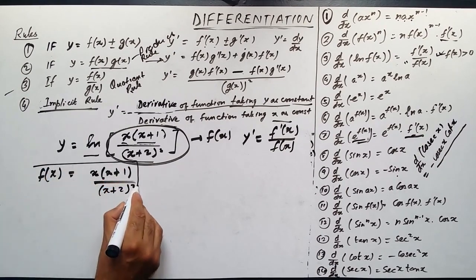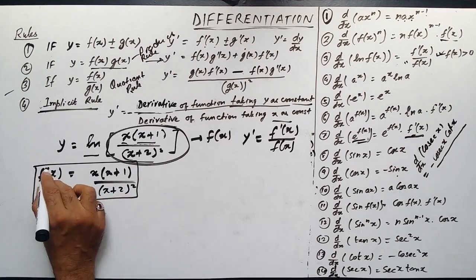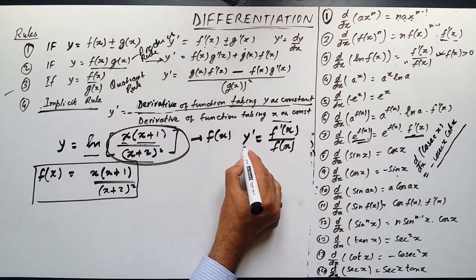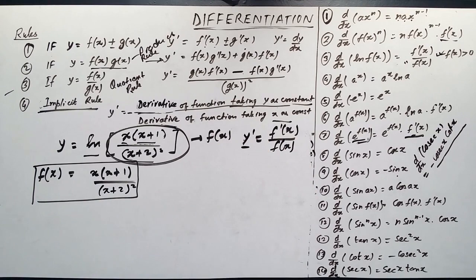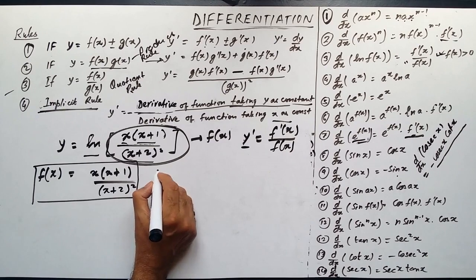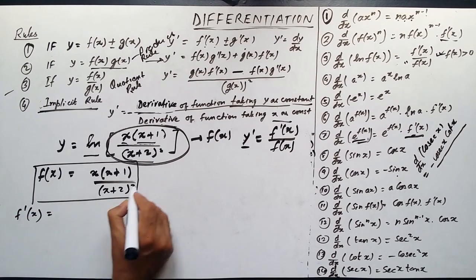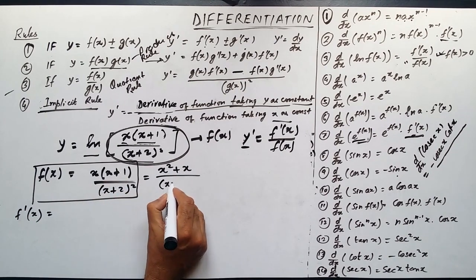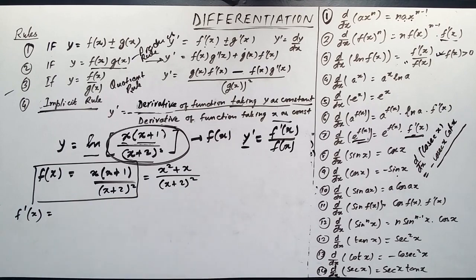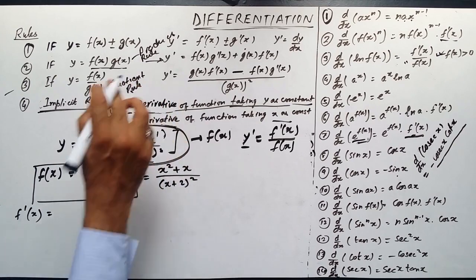Now you see this function becomes an algebraic expression, and once we evaluate f dash x, the derivative of f(x), we can just plug in these two values and get the value of y dash, the differential of y with respect to x. So let's do that. f dash x will be equal to x squared plus x over x plus 2 whole squared. Now this becomes a quotient, a fraction, so we can apply the quotient rule.